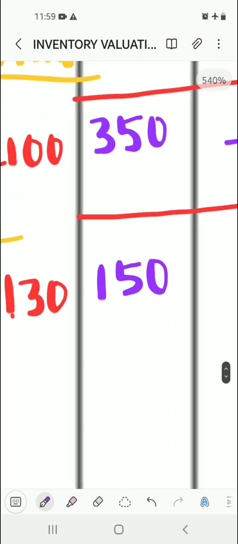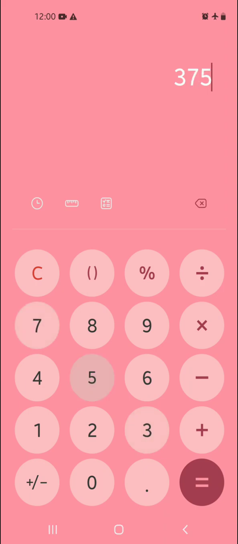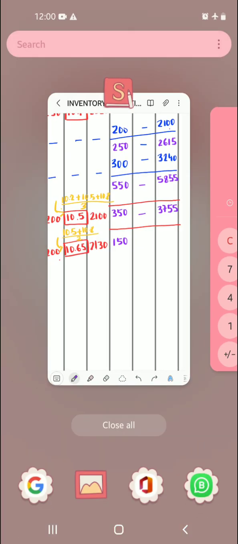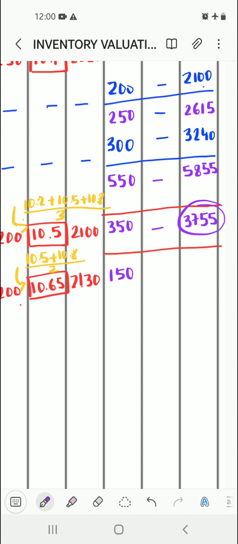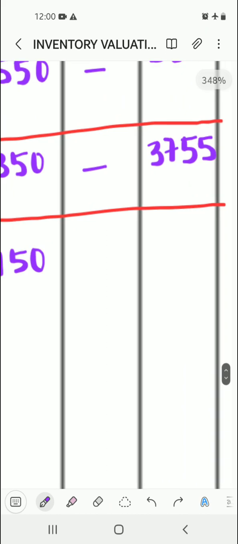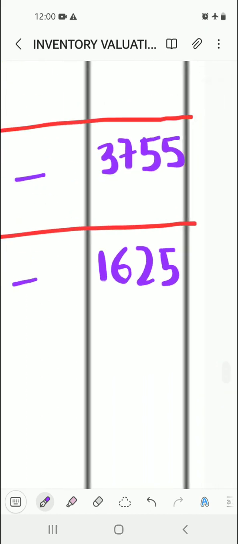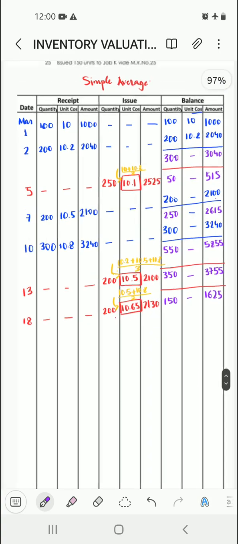150. And we had 3755 previously, 2130 gone from there, so subtract it. 3755 minus 2130, we get 1625. So we're going to write it here. 1625. And now we're going to move to the next date.